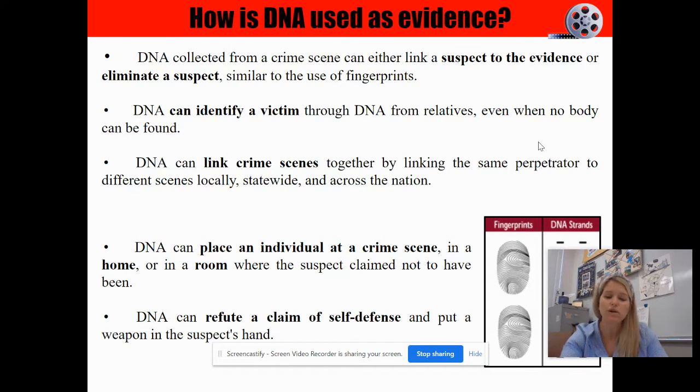It can also be used, so a lot of people are like, oh, I have DNA under my fingernails, so clearly that crime was self-defense. Was it? So there's two ways on that. It could be self-defense, yes, but that doesn't mean they didn't start it, right? So that's another way they can use it.